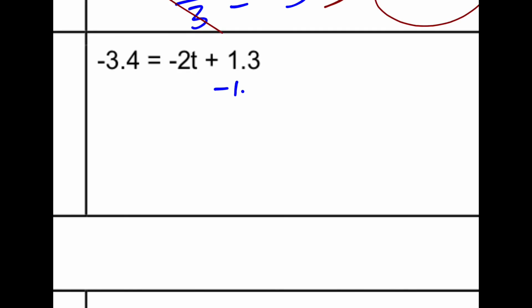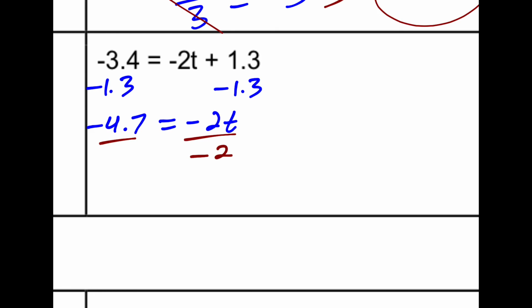Here we subtract 1.3 from both sides, and this brings us further negative to negative 4.7 is equal to negative 2t. Then we divide by negative 2. And since we are dividing a negative by a negative, that turns out to be 2.35, or a positive number.